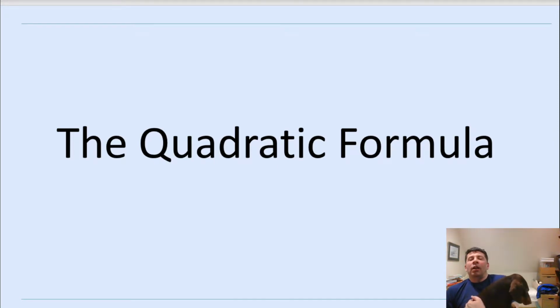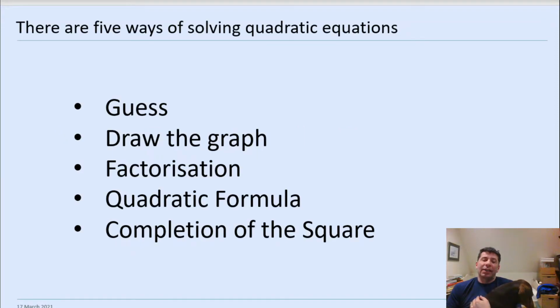I'm Simon. Today we're going to learn all about the quadratic formula. Last time we looked at three ways of solving quadratic equations: guessing, just putting in numbers to see if they work, drawing the graph, and factorization. Today we're going to look at the quadratic formula. Next time, completion of the square.